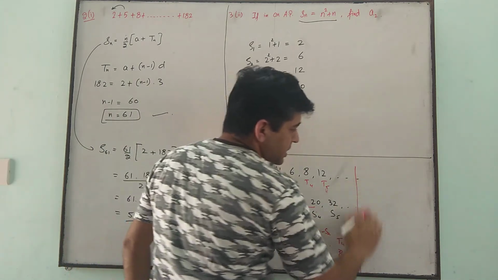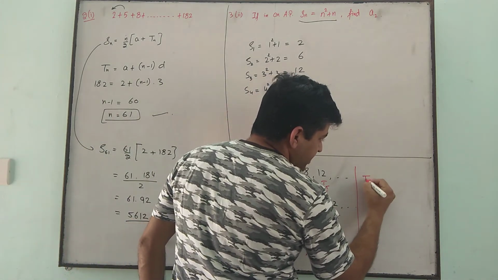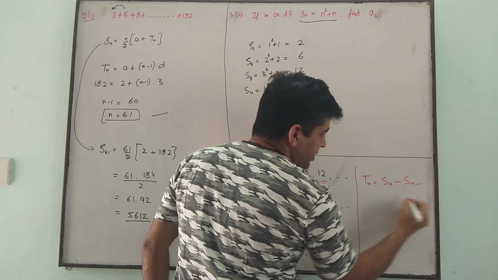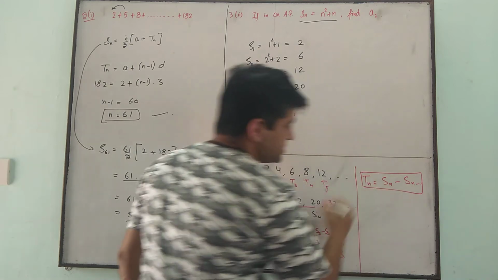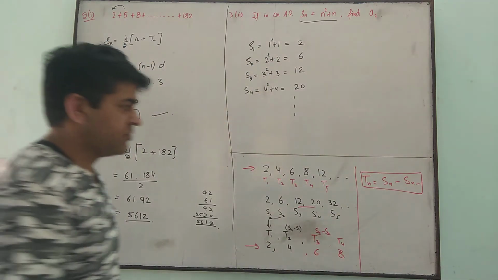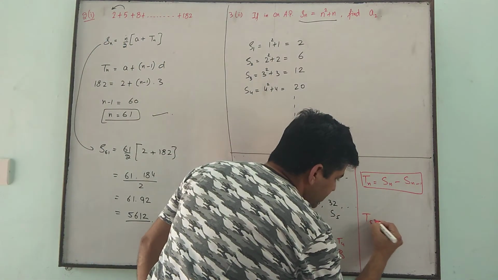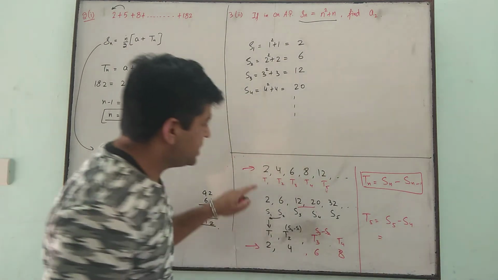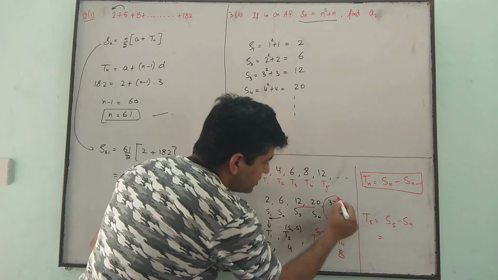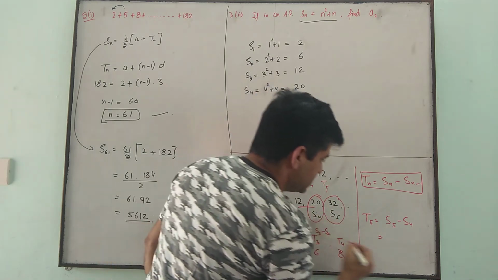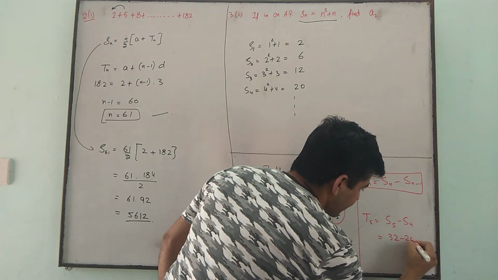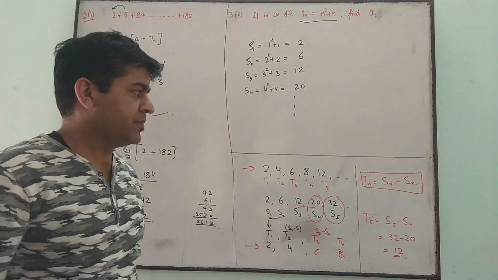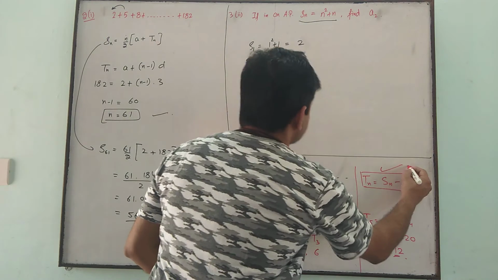So that means if you need to find any term, that will be the sum up to that term minus the sum up to the previous terms. This is the concept. If you need to find the fifth term, then S5 minus S4. See, S5 here is 32 and S4 is 20. We got 12. Term 5 will be 12. So this is the concept.